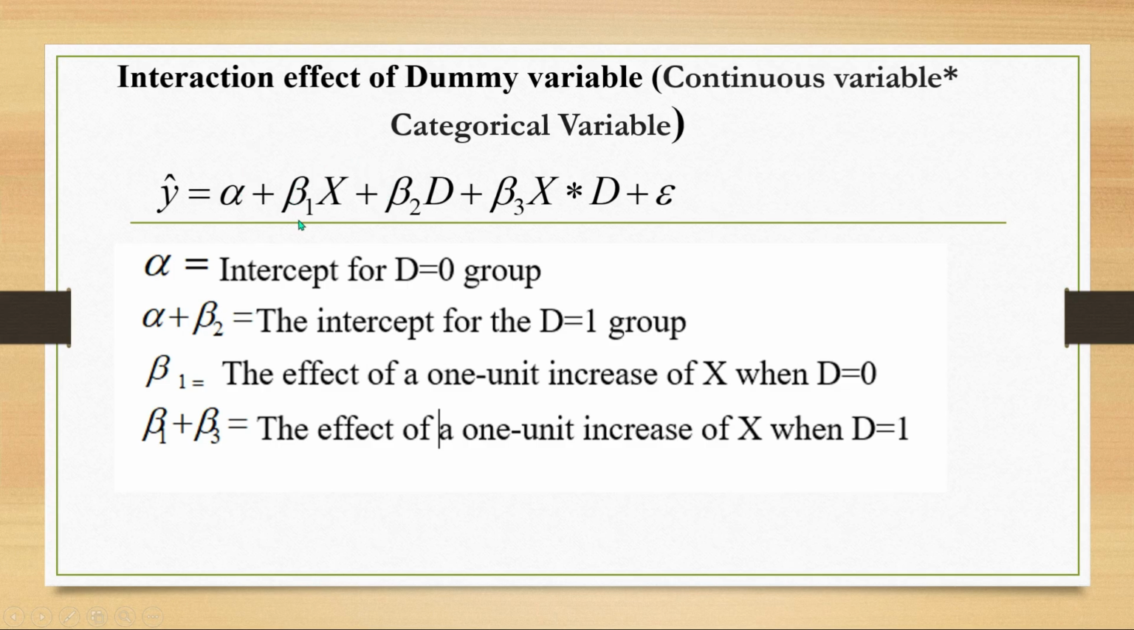Then the beta 1 value, that means the coefficient value of the continuous variable, will represent the effect of a 1 unit increase of x when it is the base category. And beta 1 plus beta 3, that means the coefficient value of the continuous variable plus the coefficient value of the interaction between the continuous and dummy variables, will represent the effect of a 1 unit increase of x when d equals 1, that means the dummy variable equals 1. So I'll try to explain in easy terms with an example.